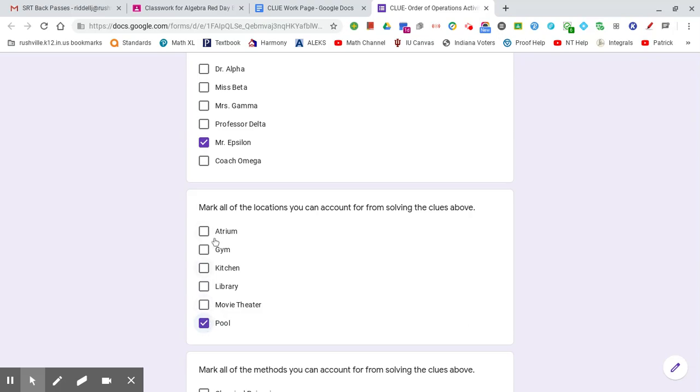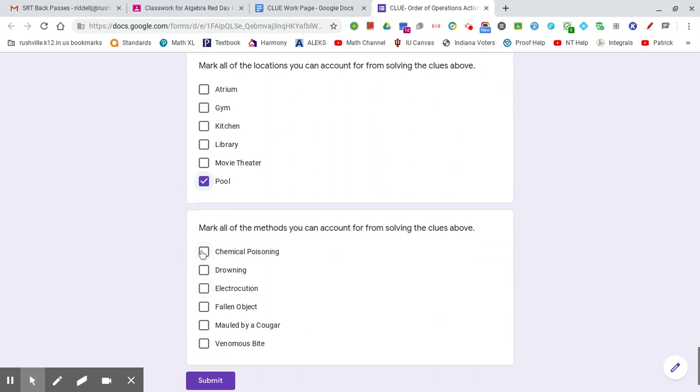Whatever box is not marked is going to be where the crime took place. And whatever box is not marked here, which I didn't get anything from that last clue, but you will from all 10 when you put them together. Okay, what this one would be is whatever box is left unmarked, that is going to be what method was used. All right, and so then what you're going to do is you're going to hit submit.